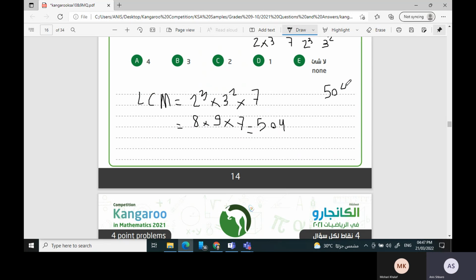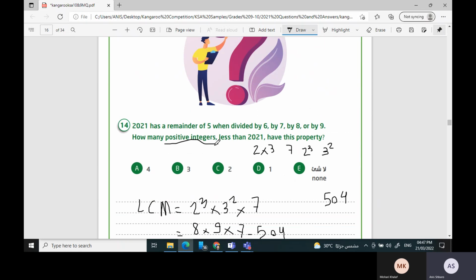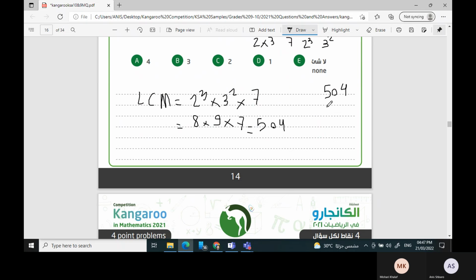Now simply I'm going to write it. I'm going to multiply it by 2, 3, 4 till I reach 2021. Okay, so just remember this number is divisible by 9, 8, 7, 6. So of course it's not my case. I'm going to add the 5, so that the remainder will always be 5 and will never change. Now if I multiply it with 2, I'm going to get 1008. If I multiply by 3, it's 1512. And if we multiply by 4, it's 2016.